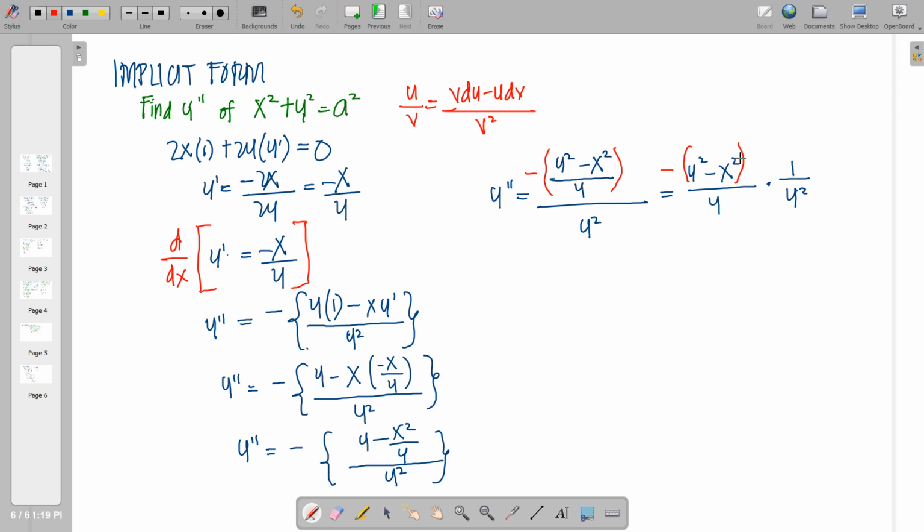And note that this is positive signs because of this combination, negative x times negative x inside becomes positive. So with that, we can now simplify this to negative y squared plus x squared all over y cubed. So notice here that y squared plus x squared is actually a squared from the original equation. X squared plus y squared is equal to a squared. So finally, this shall equate to negative a squared all over y cubed. So this is an example for implicit form.